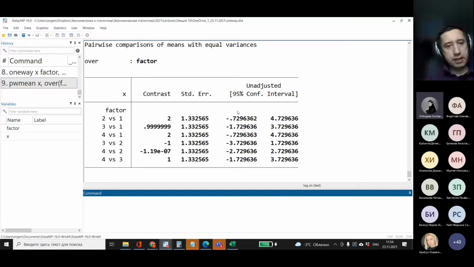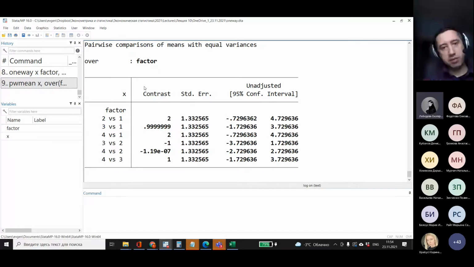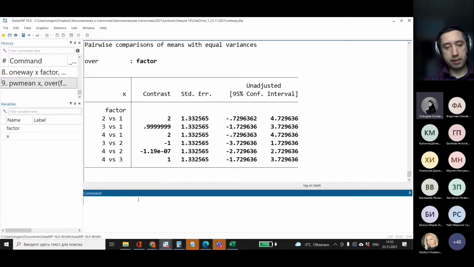And look, Stata produces, probably this table is more user-friendly because it estimates, this table clearly states what means we compare, 2 with 1, 3 with 1, and estimates the difference. And by the way, these differences are the same as differences in the Bonferroni or Sidak table. In addition, Stata calculates standard error and confidence interval for these differences. Well, and we see that 0 is inside of our confidence interval, hence this difference cannot be statistically significant.